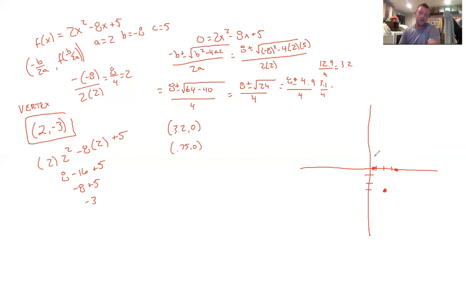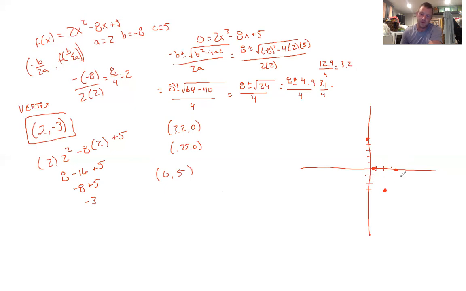Okay, find two other points on the graph. Again, you could just plug in whatever you want. Okay, so I'm going to plug in 0 this time. Okay, so 2 times 0 squared is 0, minus 8 times 0 is 0, plus 5. So I know the point is 0, 5. Okay, and then I can pick whatever other point I want.